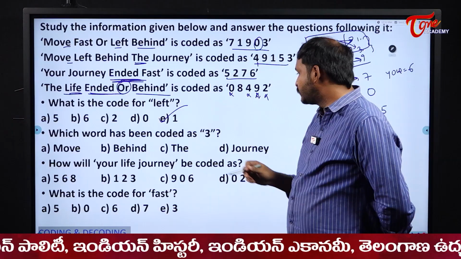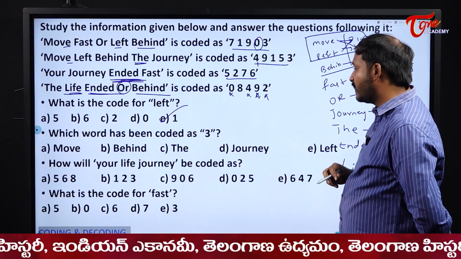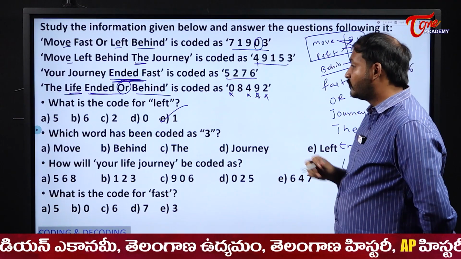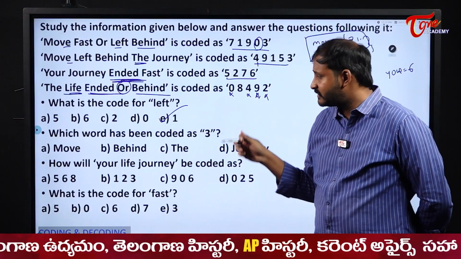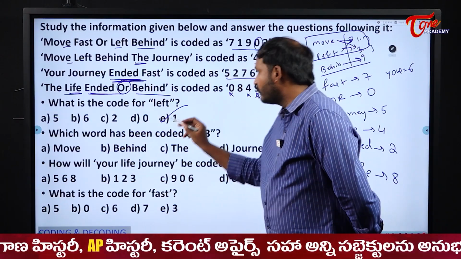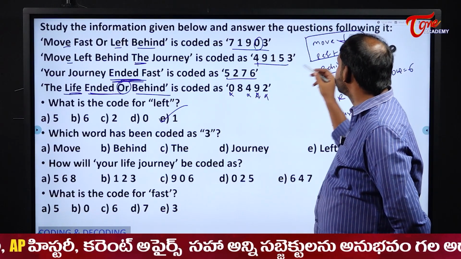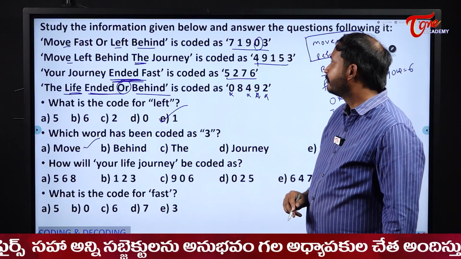Then which word has been chosen for 3? From move and left we will have two chances. We have two options for me. Now from this what we can take is very simple. Already we have taken left as 1, right? So for move it will become 3.